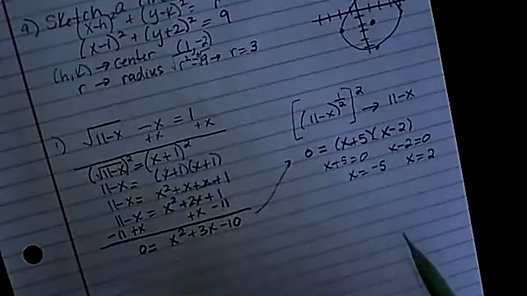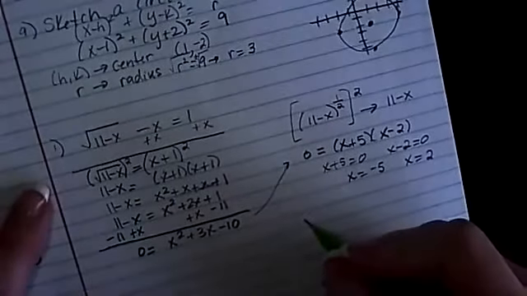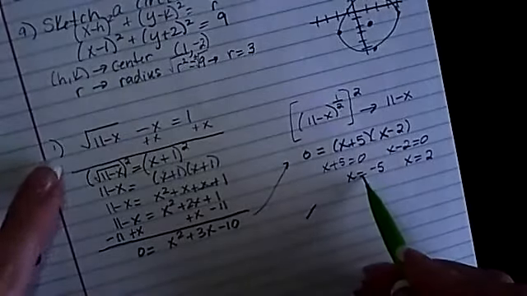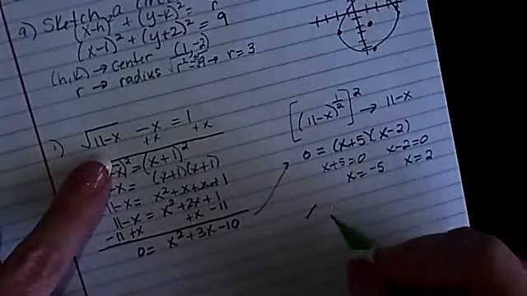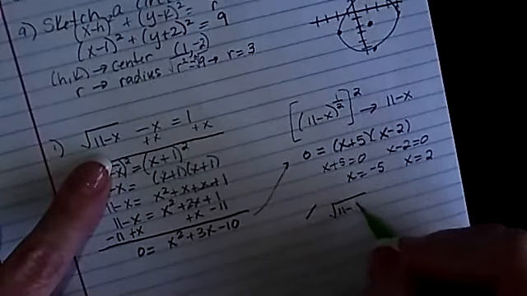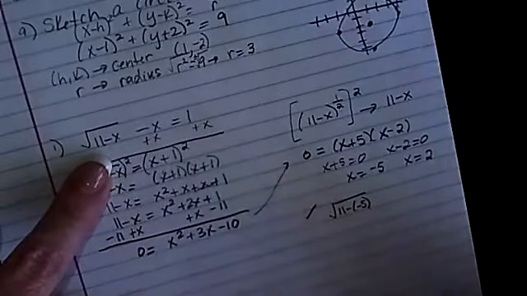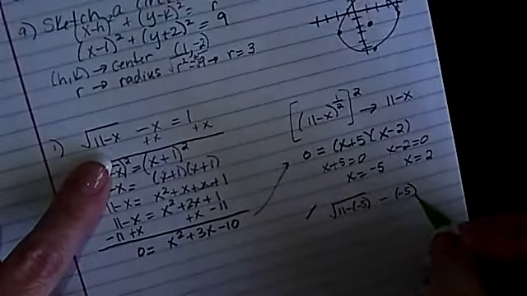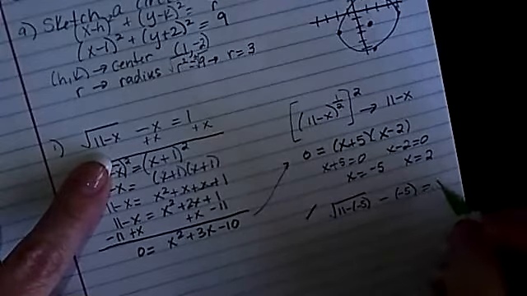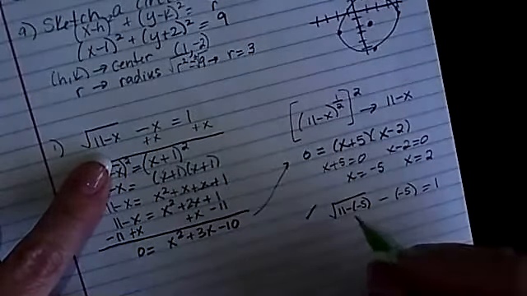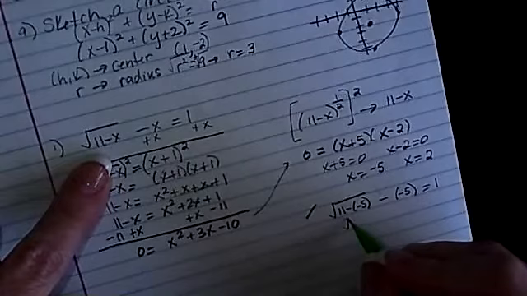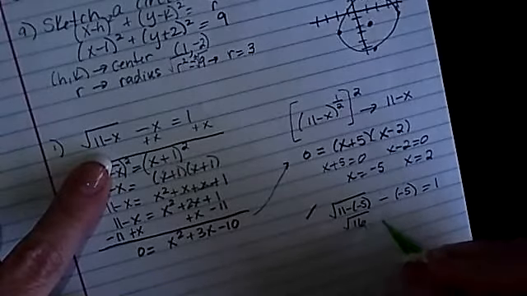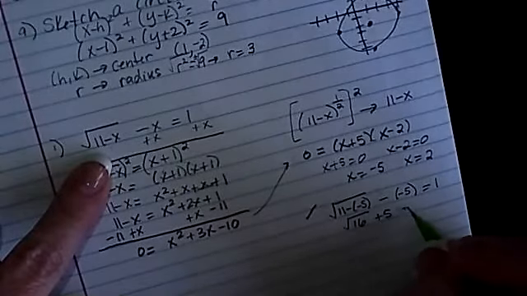All right, now you got to take it back. You have to check. So take this back to the original problem. So square root of 11 minus a negative 5. Careful with the negatives there. Minus a negative 5 equals 1. So this will be 11 plus 5, which is 16, plus 5.